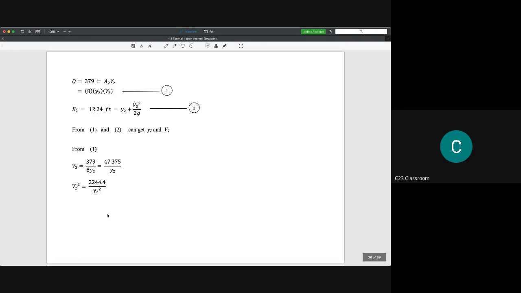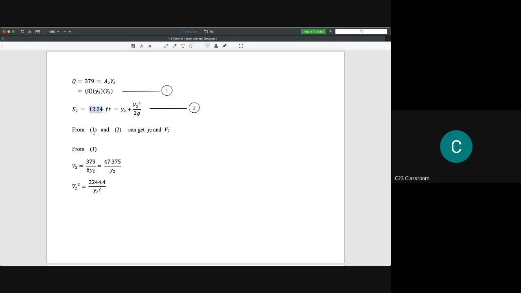So then we could compare the flow rate for point number 1 and for point number 2. So we found that we don't know the value of Y2 and V2, but it is okay. We name this equation as equation number 1. Then we could do the simultaneous solution with the energy equation here. So the total energy at point number 2 is equal to the energy at point number 1, which is 12.24, and we name this equation as equation number 2.